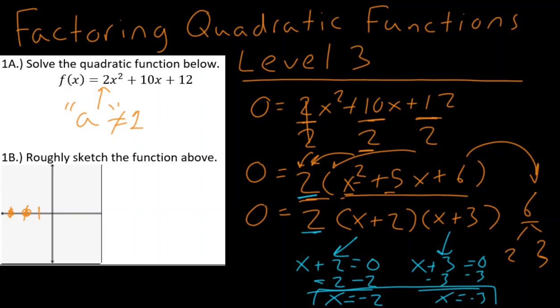And look, even though my a value is 2, it's still a positive 2. Now one note, anytime you have a number greater than 1, you're actually going to have a vertical stretch. What does that mean? It means that my graph gets narrower. So you might want to kind of draw this graph like very, very skinny. Okay? Cool. All right.